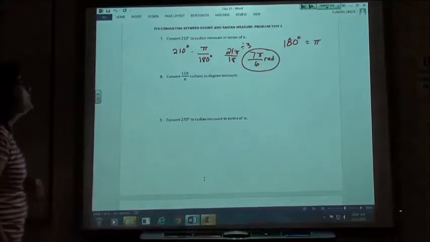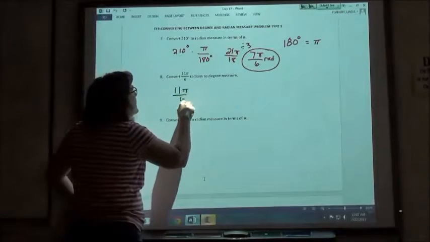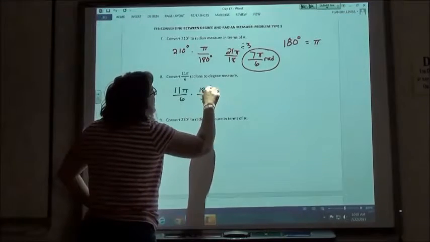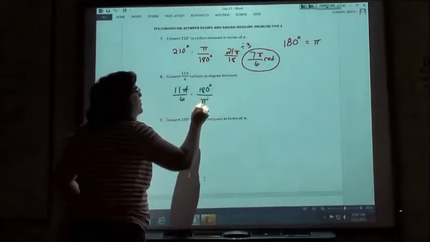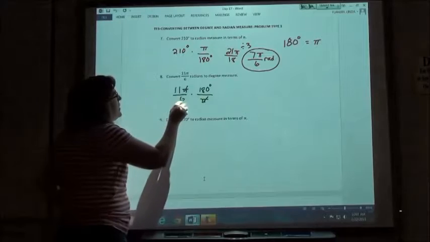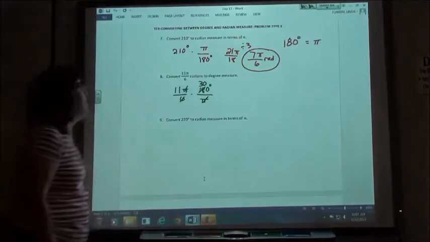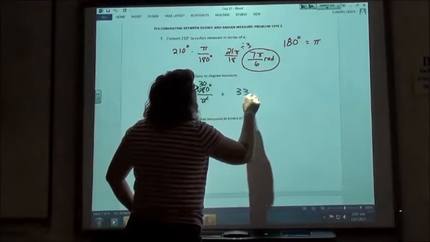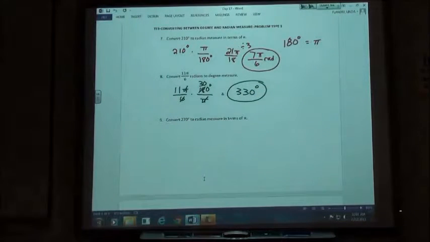If I want 11 pi over 6 radians changed to degrees, then I have 11 pi over 6. This time I want to cancel the pi out, so the pi is going to go on the bottom and the 180 degrees is going to be on top. So here the pi cancels out. I could do a little more reducing. 6 goes into 18 3 times, so it goes into 180 30 times. So I have to take 11 times 30, which is 330 degrees. So 11 pi over 6 radians is equal to 330 degrees.